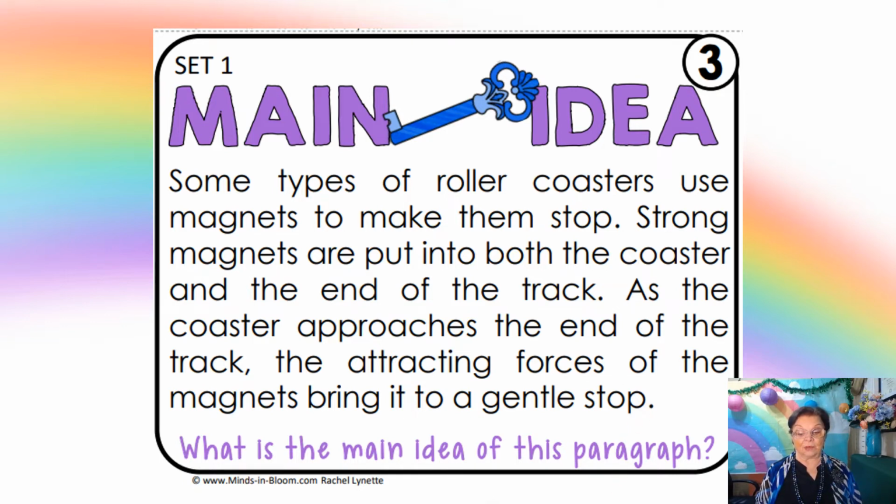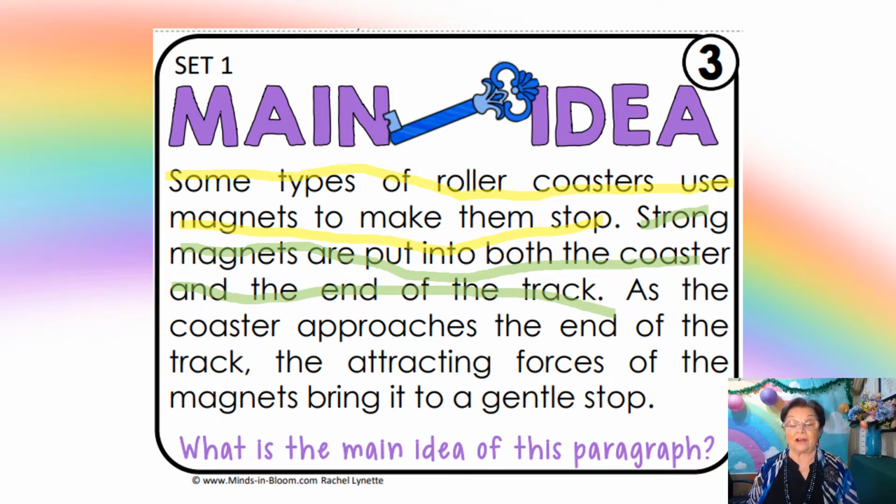I think we can highlight yellow. Do you guys agree that the main idea is some types of roller coasters use magnets to make them stop? The way that I know that is because I found some supporting details. Strong magnets are put into both the coaster and the end of the track. So that's telling us more about where the magnets are that make the roller coaster stop.